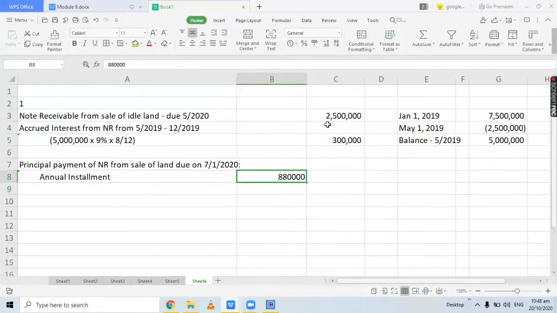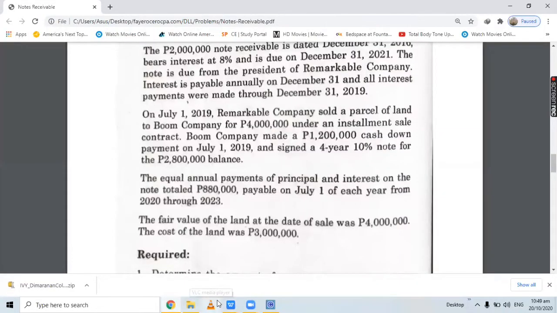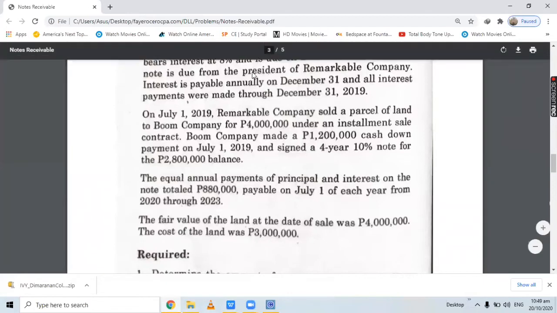So the problem mentions, di ba? The annual installment is 880,000. Of course, we also need to recognize any accrued interest from July 1, 2019 to July 1, 2020. Di ba? Tatanggalin natin yung interest from that one para makuha lang natin yung pinaka mismong principal lang.